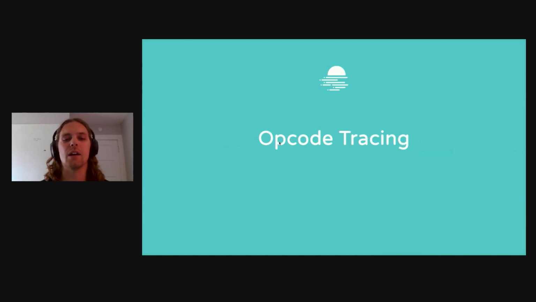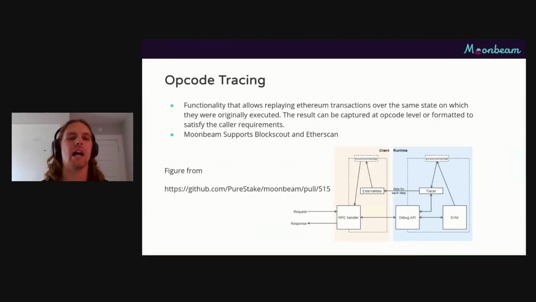And then the last thing I'll talk very, very briefly about, but not show, is opcode tracing. This is functionality that allows replaying Ethereum transactions over the same state on which they were originally executed. So think about, hey, I submitted some transaction 50 blocks ago. I'd like to re-execute that. You can do that with this opcode tracing thing. And the result can be captured, and you can watch each opcode tick by. And this is really, really important for things like Block Scout or Etherscan, or basically any Ethereum-style block explorer.